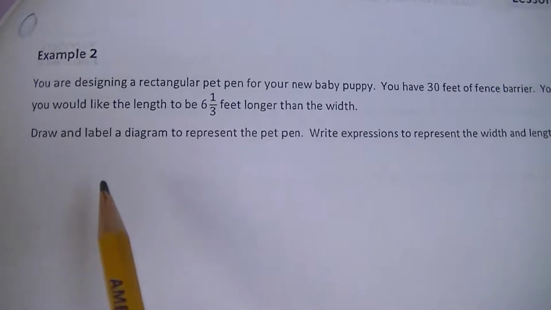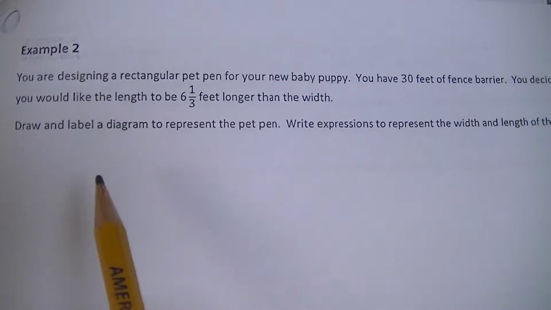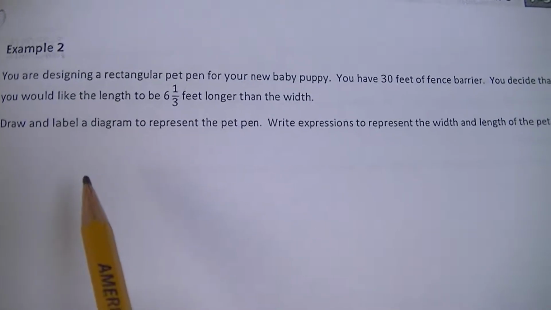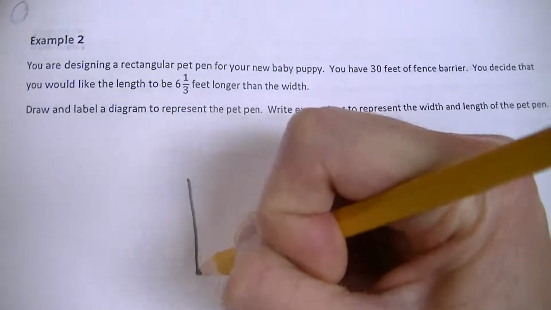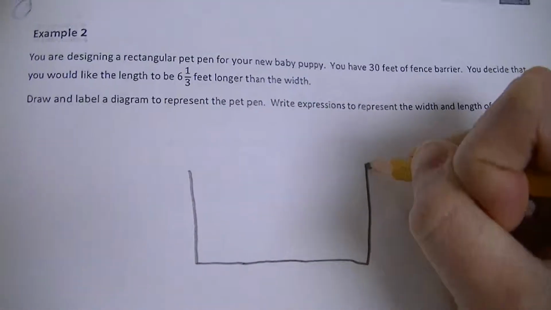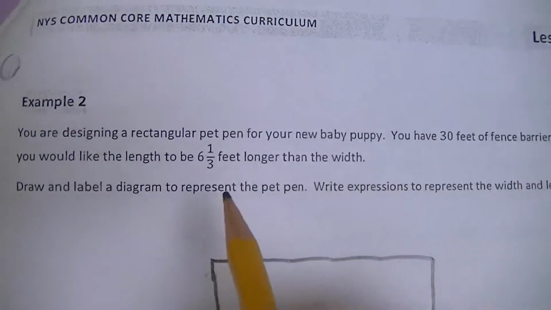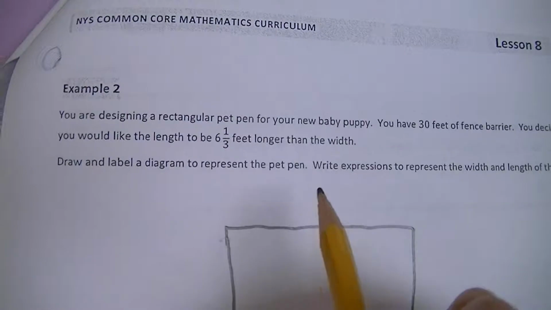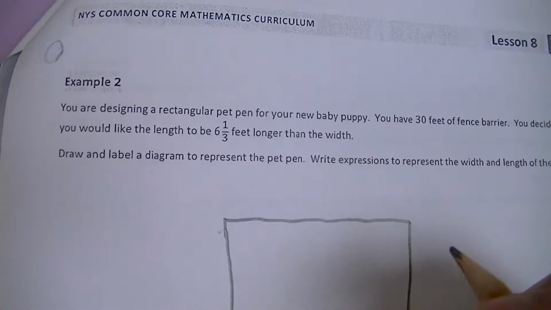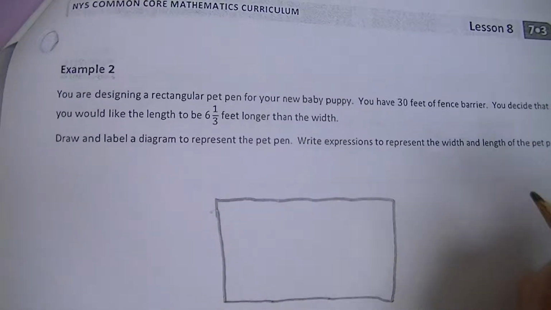So the first part wants you to draw and label a diagram to represent the pet pen. Write expressions to represent the width and the length of the pet pen. So I know it's a rectangle, so I'm going to try to draw a rectangle here. And I'm going to label it. I have to label the length and the width. And I obviously don't know the length or the width. I just know that the length needs to be 6 1/3 feet longer than the width.